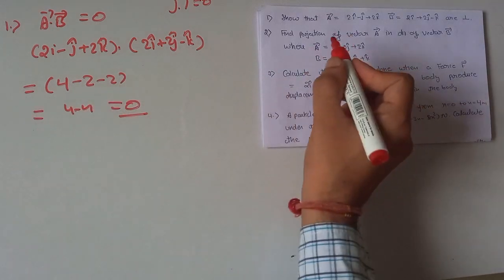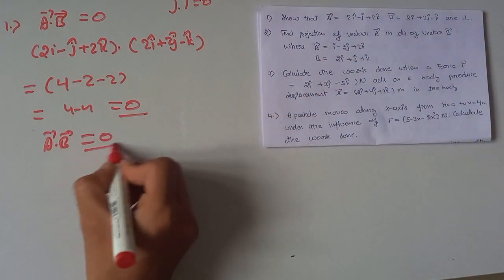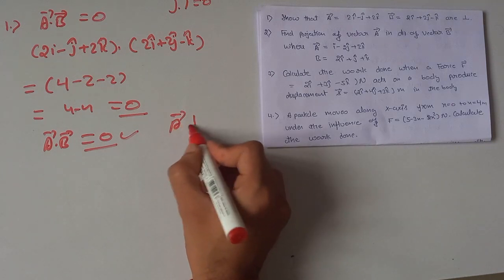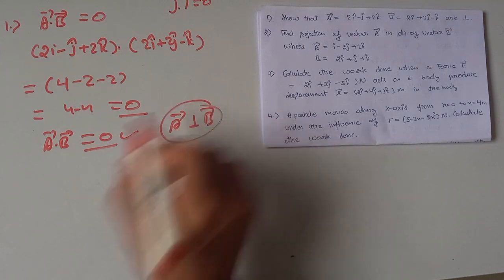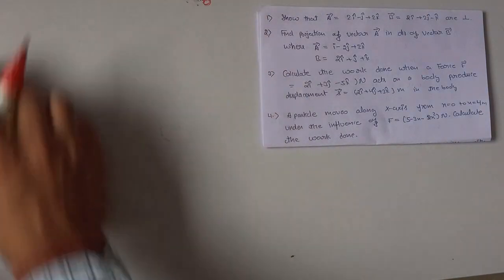The dot product of these two vectors is equal to 0. What does this imply? This implies vectors A and B are perpendicular to each other. I hope this numerical is clear to you.